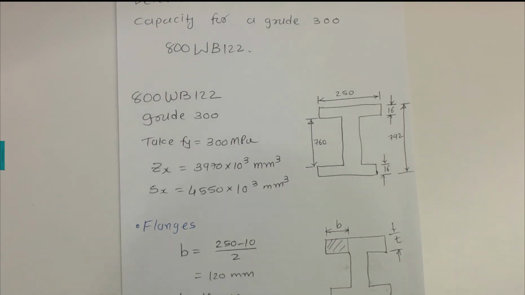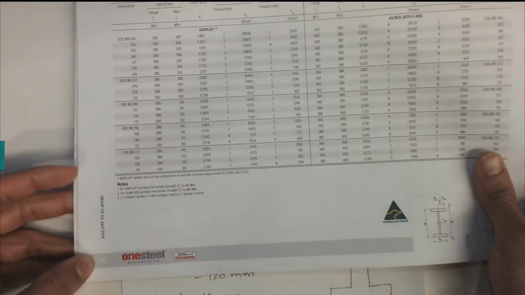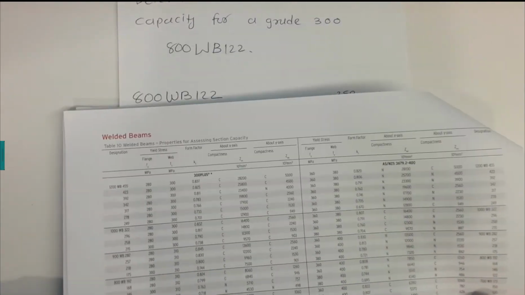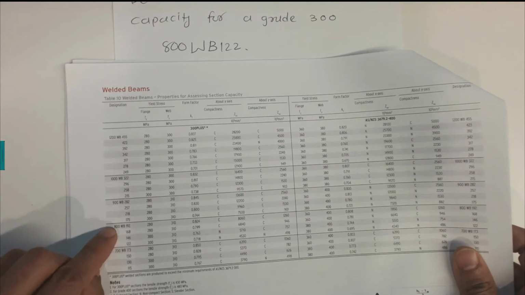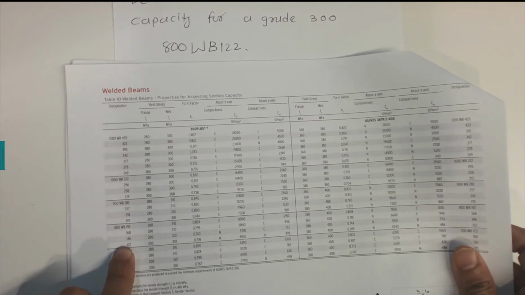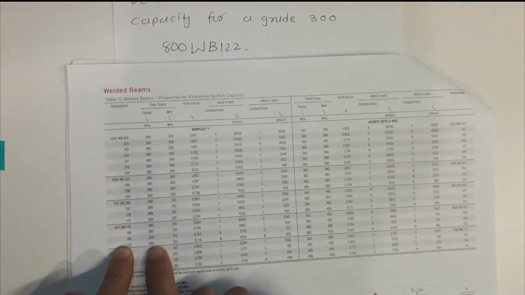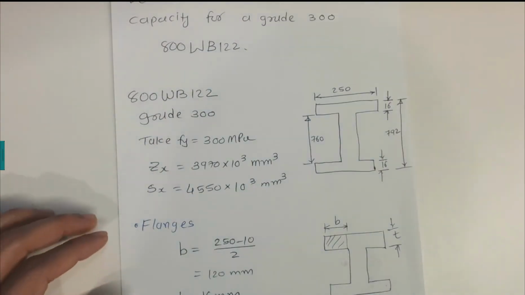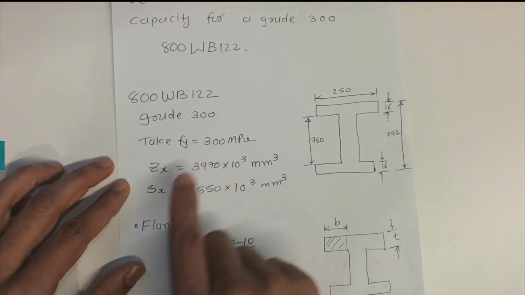If you check on page number 11, we have the 800 WB 122. We have a flange value of 300 and a web value of 310. We take the minimum value, which is 300 megapascals. So that is 300 megapascals.